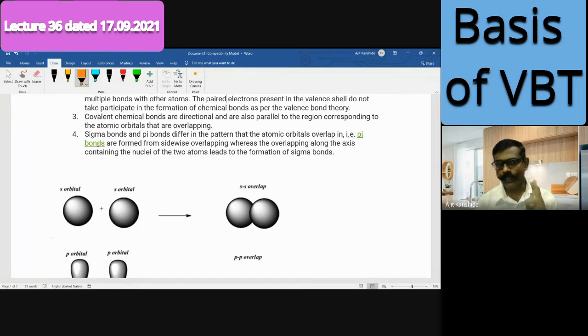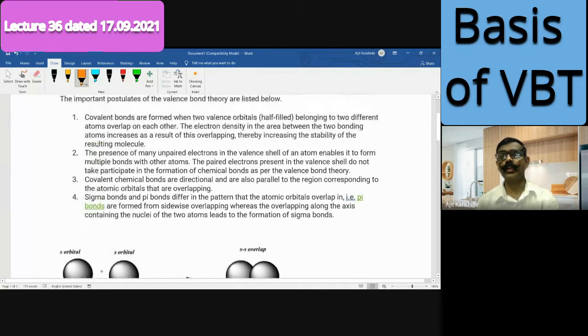Is that third postulate clear? What was the first postulate? It was related to overlap. An unpaired electron from one atom and an unpaired electron from the other, the orbital of one and the orbital of the other, will overlap and result in covalent bonding. That is an interesting first postulate. The second postulate is that if multiple unpaired electrons are there, multiple bondings will be there. Examples also I had given.